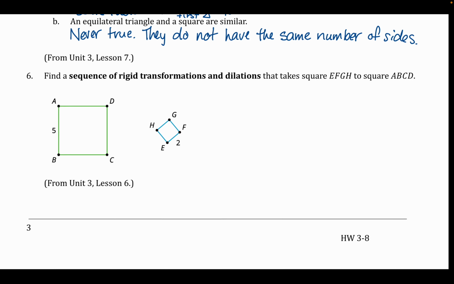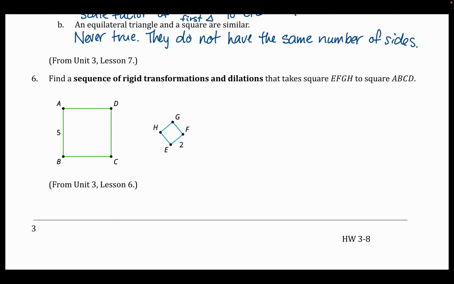Question 6 says find a sequence of rigid transformations and dilations that take square EFGH to square ABCD. So now we are going from this tiny blue square over to this one. On a previous question, they had us do this one to this one. I think that was actually from Unit 3, Lesson 6. They're just having us do the other direction now. So how would I describe this? Well, let's first translate. So we'll translate one of the points onto its corresponding point. We'll have to rotate to make sure things are in the right direction, and then we'll have to do a dilation. But let's also just check we don't have to do any reflections.